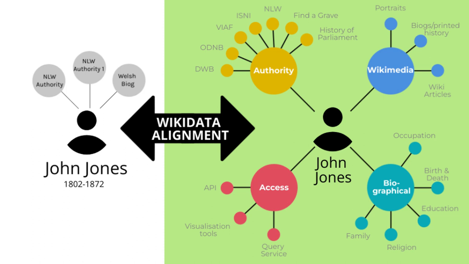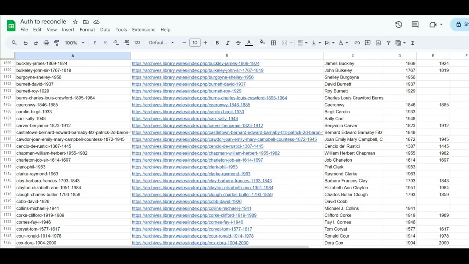But also the infrastructure of Wikidata, the query service, all the tools that it has for visualizing the data, the API, which enables you to take data en masse from Wikidata and reuse it in lots of different ways. So there's lots of motivations that we saw for aligning our authority records to Wikidata. So how did we go about doing this alignment?